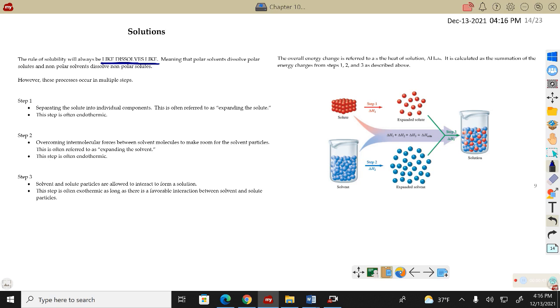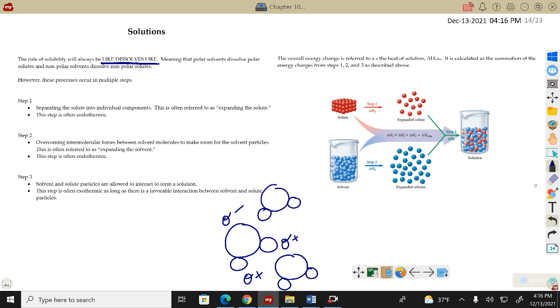Like dissolves like. Now, when I go back to chapter 4 earlier in the year, we said something like water is very polar. So water molecules have lots of regions of charge. The oxygen end is partially negative, and the hydrogens are partially positive. If I've got a beaker full of water molecules, they all kind of purposely align so that opposites attract. All the little hydrogens are attracted to the oxygens on neighboring molecules.